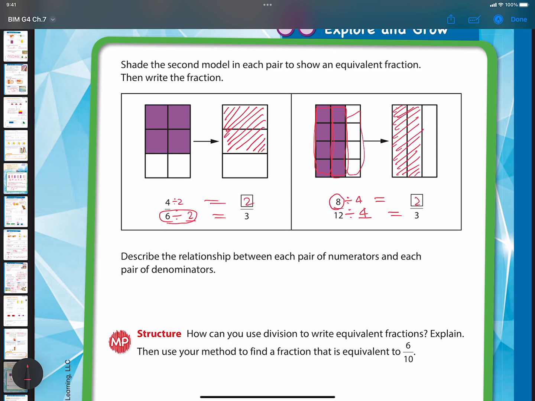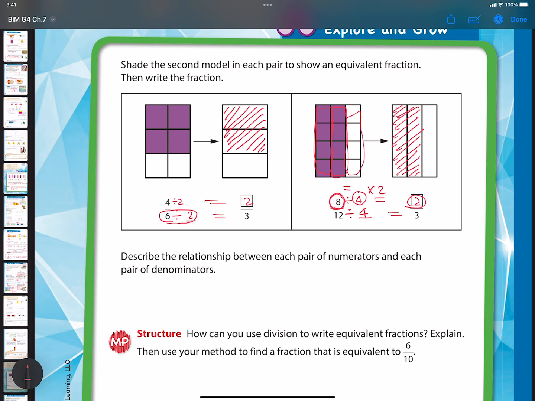And I want you to know, this dividend is equal to what? Divisor times quotient is dividend. You have to know the fact. And remember, we learned this already. So you are going to be able to find the factor easily.